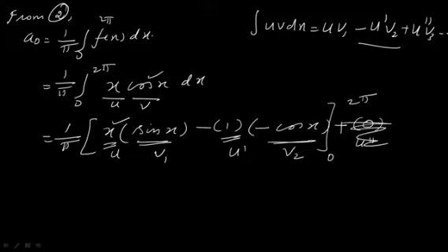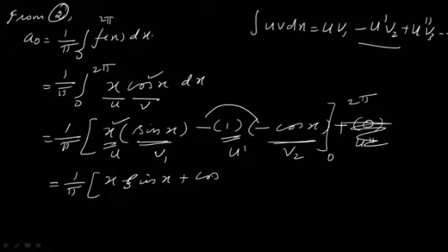So the limit is from 0 to 2 pi. That is 1 by pi. Let me simplify this by making minus and minus as plus. So x sin x plus cos x with the limit from 0 to 2 pi.